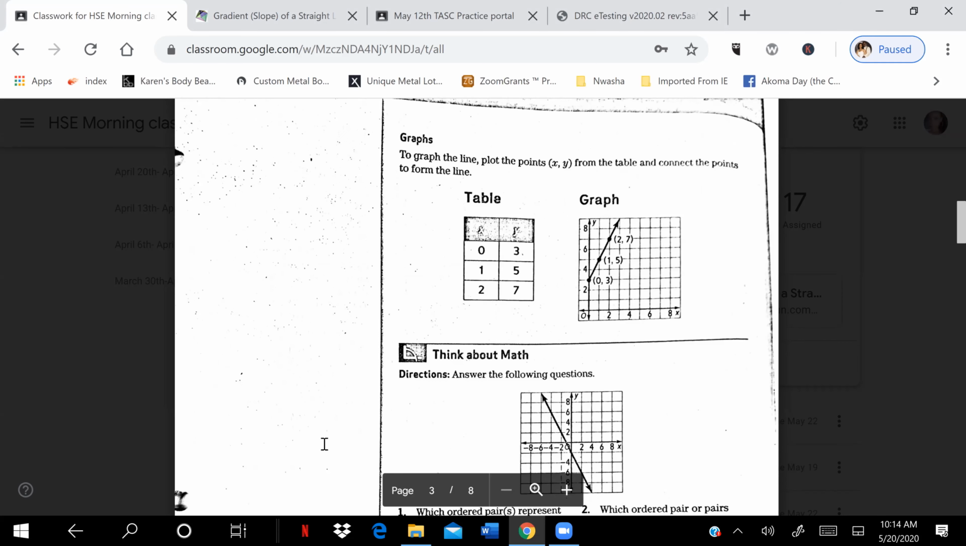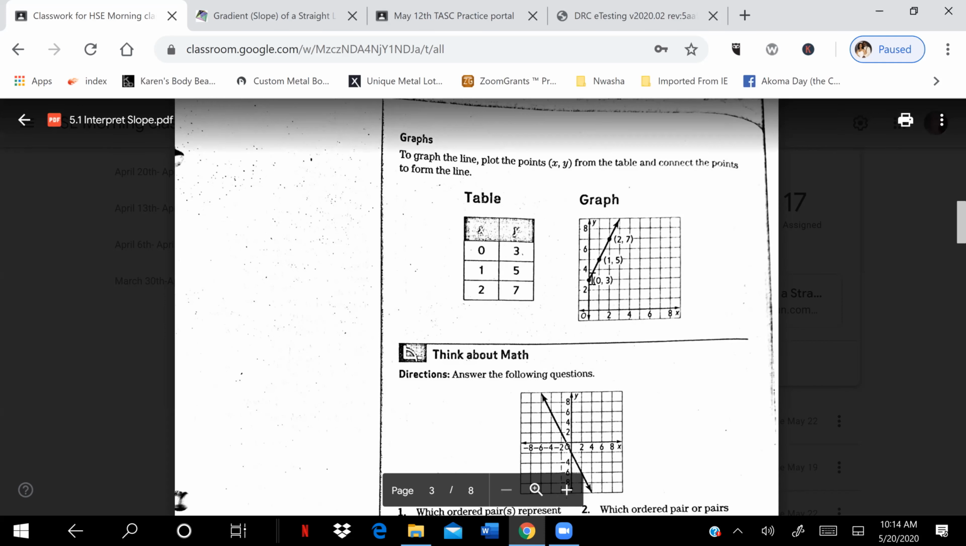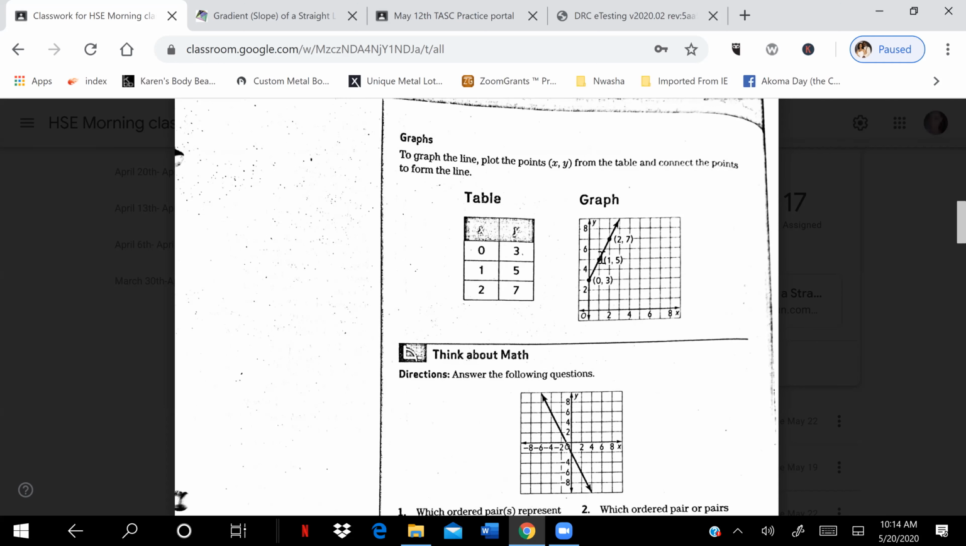So coming to the next page, there is graphs. And what we said is you can take the x and the y from a table, and then you can just plot them on a graph. So now that you know how to plot, if you have (0, 3), you're going to put a point there. If you have (1, 5), you're putting a point there. If you have (2, 7), you're putting a point there. And once you have more than one point, like we said from geometry, you can connect the points and make a line. So you can start to see a pattern of a line.